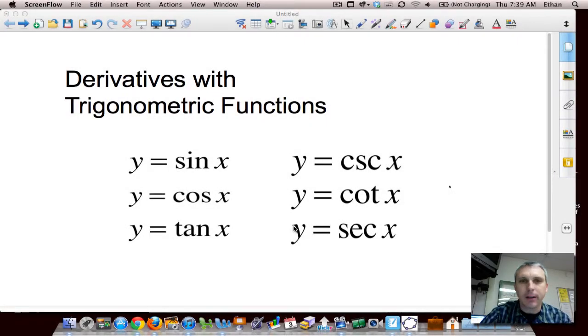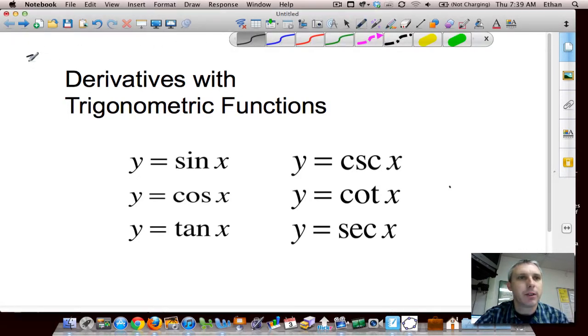Alright, going to make this quick one here. This is for 3.5. I believe that's where we're at. 3.5, and this is derivatives with trig functions. And this really is going to come down to just memorizing some stuff.